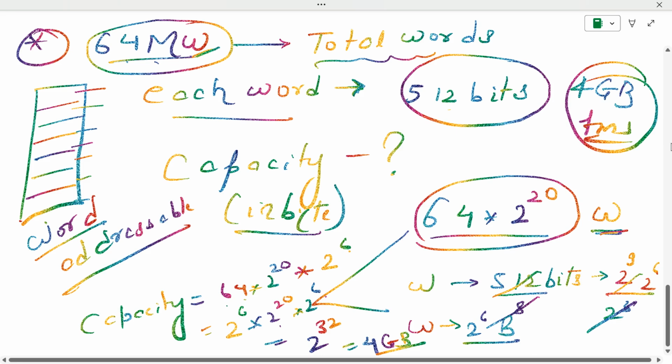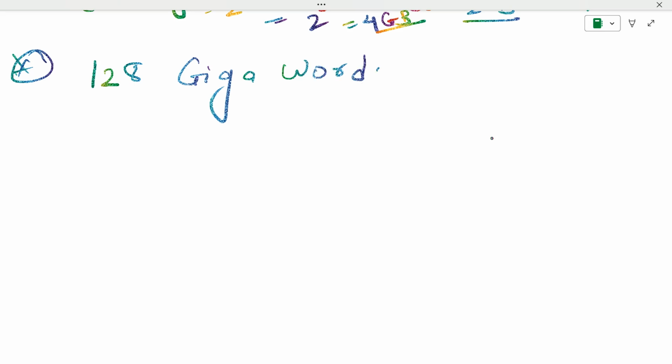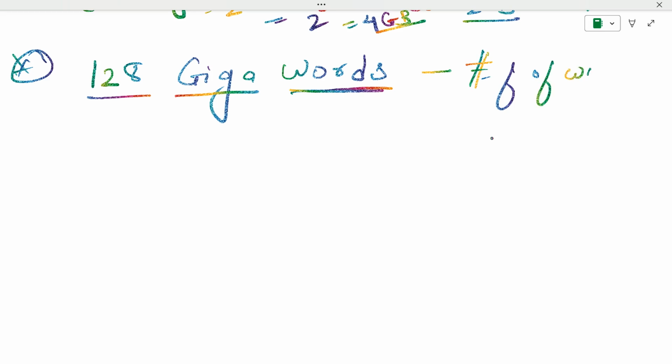So this way you can calculate the capacity of the memory. Okay, let's see one other question. There is a system. If we talk about a system, it's just a memory chip or any RAM chip. So again, there is a system which has 128 gigawords. Again, it is a word addressable memory. Words means the total number of words that we can store in this memory. So this system has 128 gigawords, which is the number of words we can store.